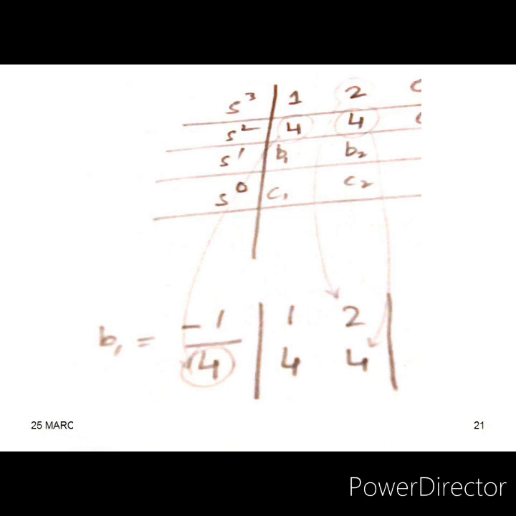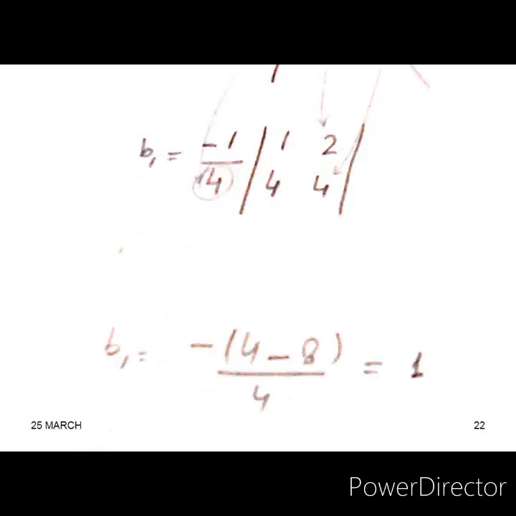Then in the second column of the determinant, we write the entries next to b1, 2 and 4. They are written over here. Then we evaluate this determinant and solve this to get the value of b1. Now solve it, open the determinant, solve it, and you can see that we get 1 answer. 4 minus 8 is -4, that becomes +4 divided by 4, so it becomes 1. So we have b1 equals to 1.